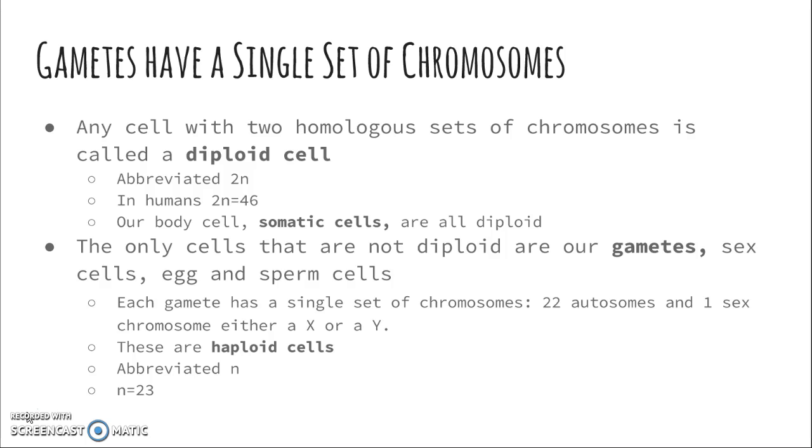The only cells that are not diploid are our gametes, our sex cells, egg and sperm cells. So each gamete has a single set of chromosomes. You have 22 what are called autosomes and one sex chromosome, either an X or a Y. These are our haploid cells. They have half the amount of chromosomes, and it's abbreviated N, and N equals 23 for 23 chromosomes. So the reason we have half the amount of DNA is because when we join that egg and sperm together, we reunite them so that we get those 46 chromosomes.